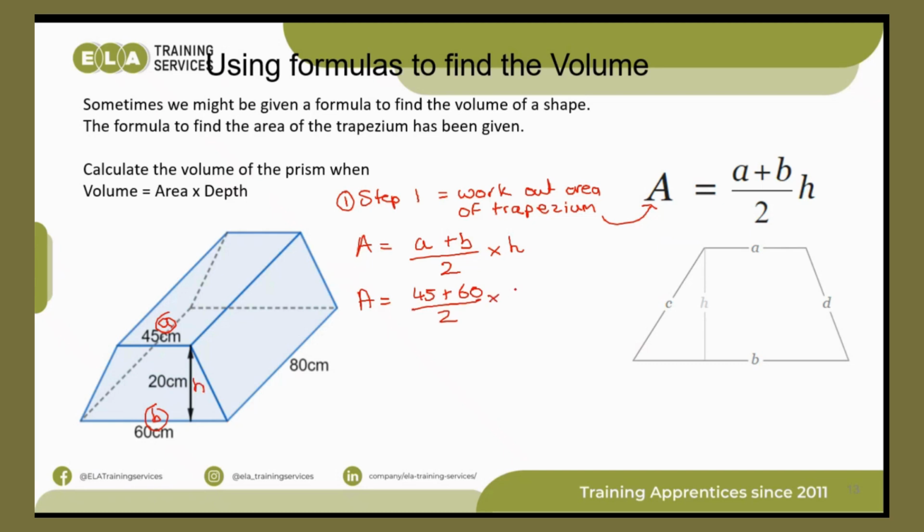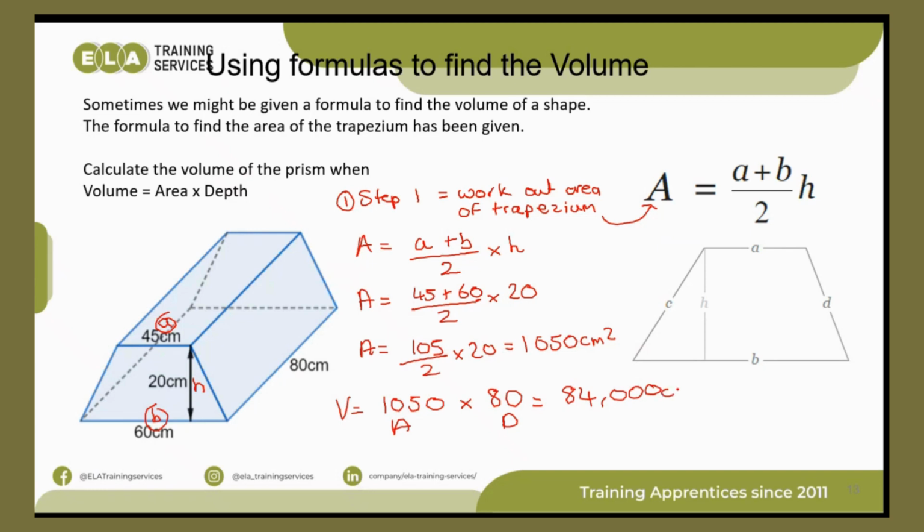So that's our height times by 20. So the area is 45 plus 60, which is 105, divided by 2 times by 20. So 105 divided by 2 is 52.5 times by 20 is 1,050 centimetres squared. And then to work out the volume, we're going to do 1,050 multiplied by the depth, which is 80, which gives us a total volume of 84,000 centimetres cubed. And that is our volume.